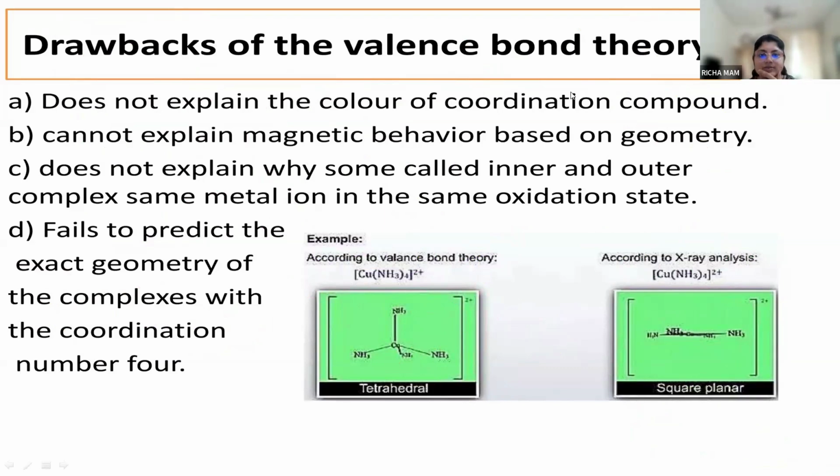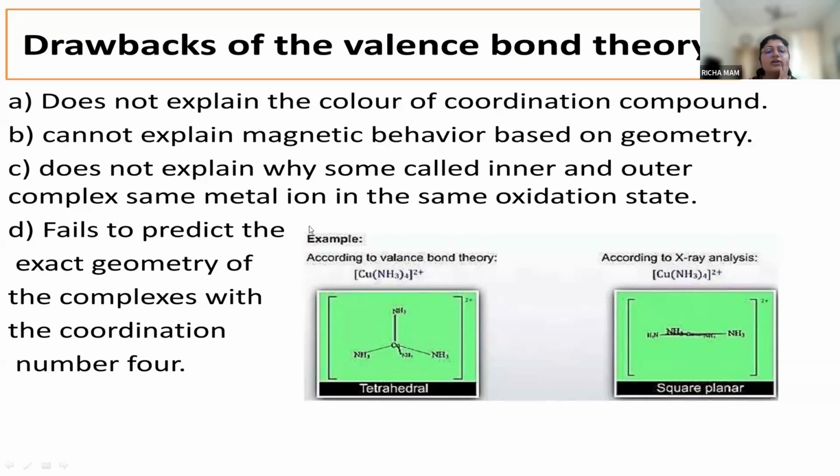And it could not explain the magnetic behavior based on the geometry. Then it could not explain the difference between strong field and weak field ligands. Now, when you say coordination number 4, why should it not occupy a tetrahedral complex? We can also have tetrahedral geometry, but it could not explain the exact geometry of complexes with coordination number 4. So these were some of the drawbacks, or limitations, of the valence bond theory.